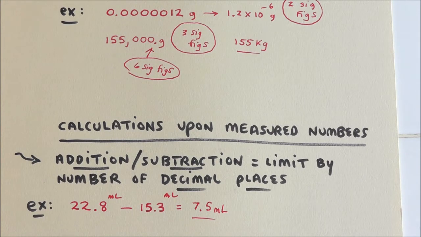And when you add or subtract, it's usually like, oh, I just took two things on a balance and added them together in grams, and they're both good to 1/1000th of a gram. Or in this case, these are both good to 1/10 of a milliliter.